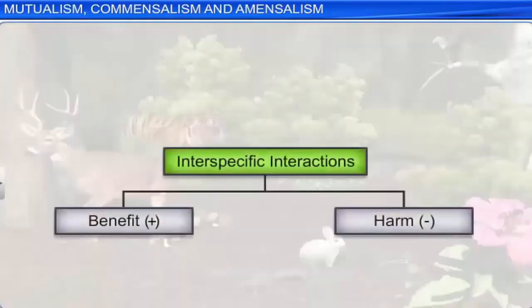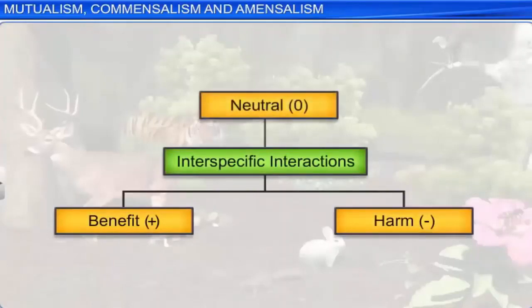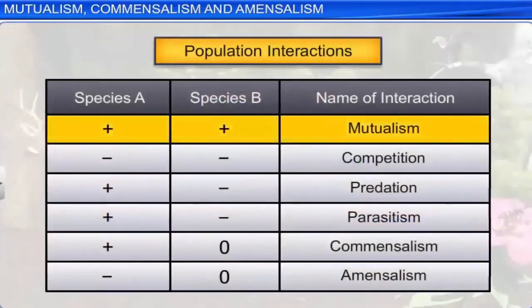Such interactions may benefit, harm, or have a neutral effect on one or both species. In mutualism, both species benefit from interaction. While in commensalism, the interspecific interaction is beneficial to one species and neutral to the other. In the case of amensalism, one species is harmed and the other remains unaffected. Let's begin with mutualism.